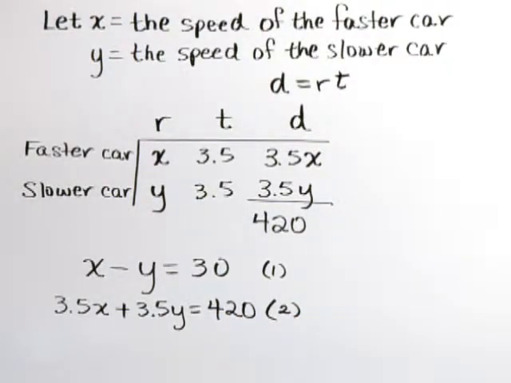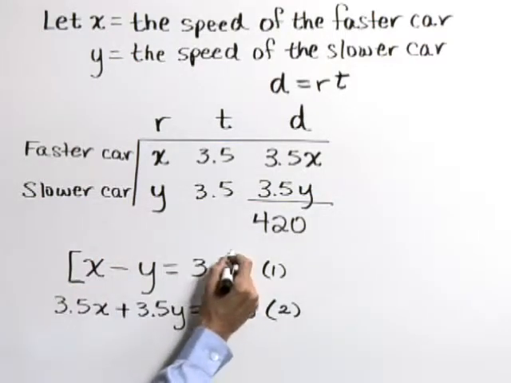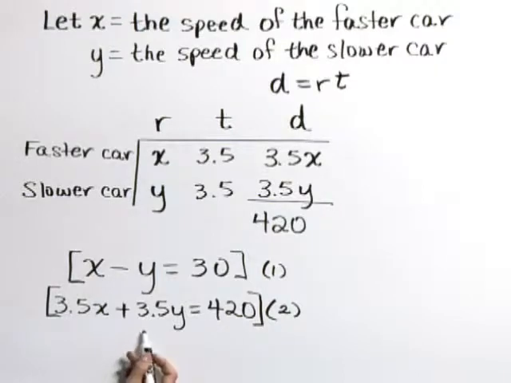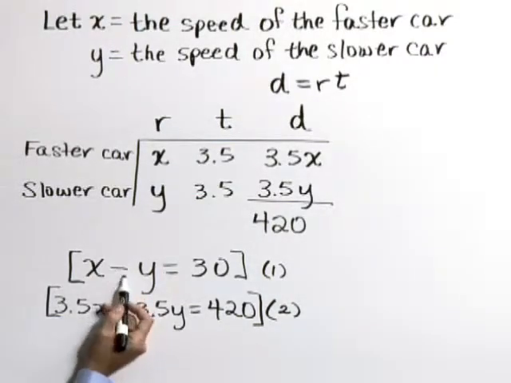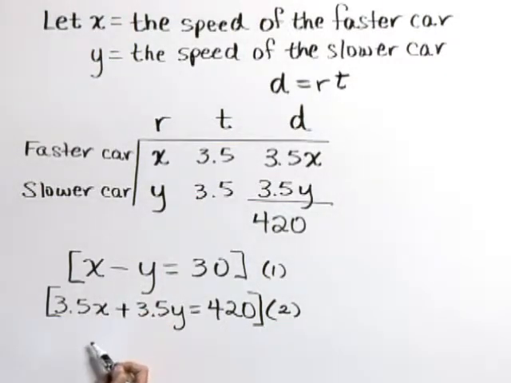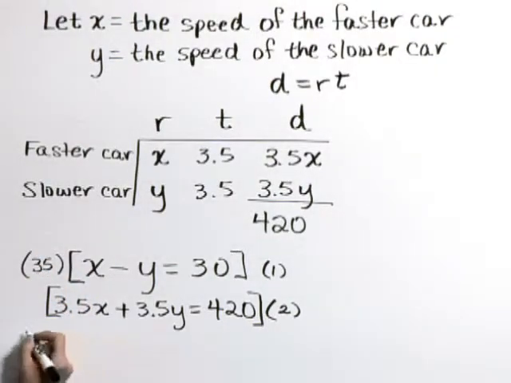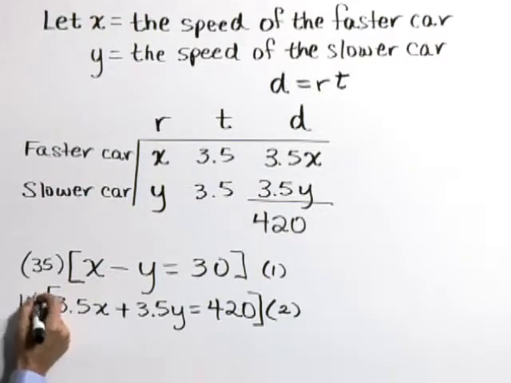Now I'm going to use an elimination method to eliminate the variable y. Let's do that by fixing each of these equations. Let's create a coefficient of 35 and negative 35 in equations 2 and 1 respectively. So let's multiply equation 1 through by the number 35, equation 2 through by the number 10.